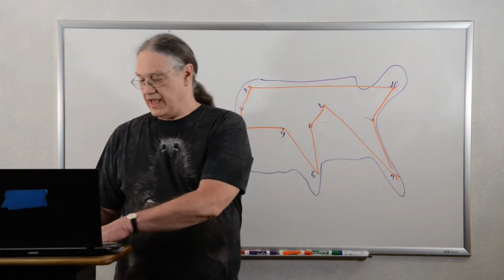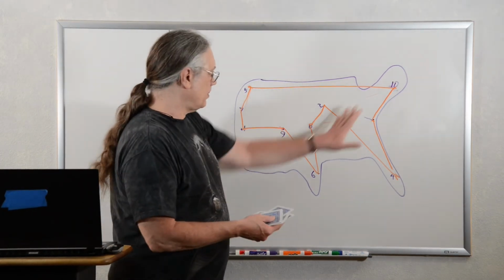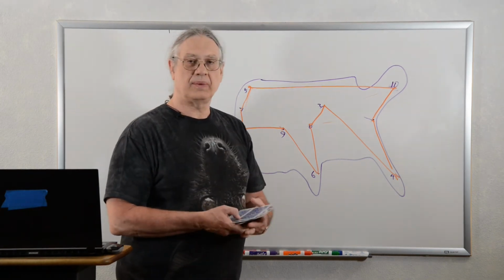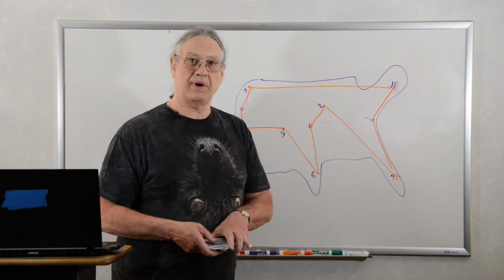Now we shuffle the deck. We measure the total amount, shuffle the deck, and try it again, and do it over and over and over until we get the shortest path. And this is the algorithm I came up with.